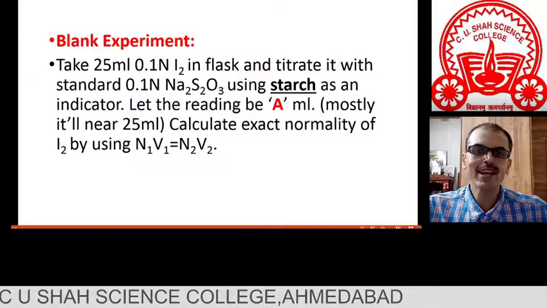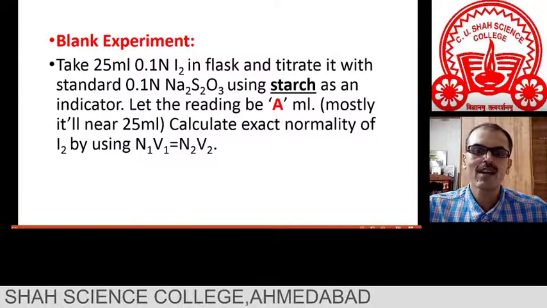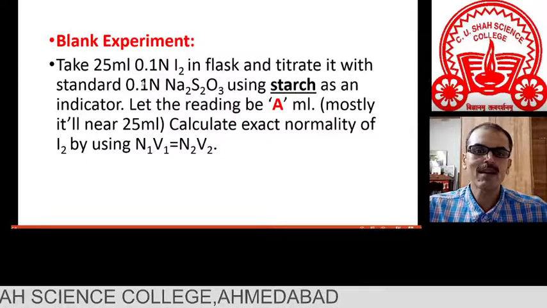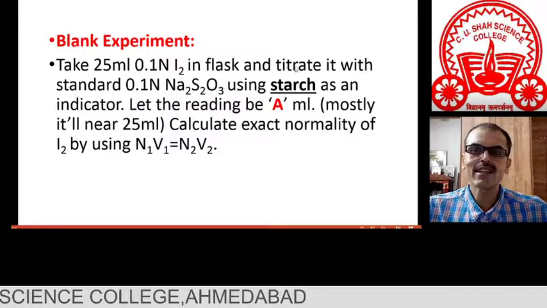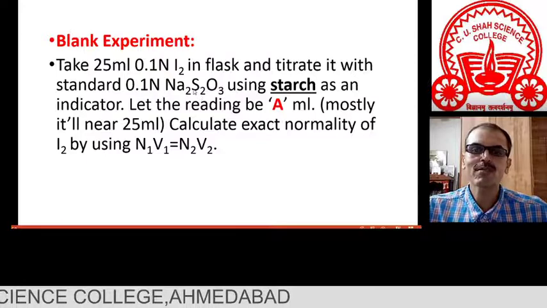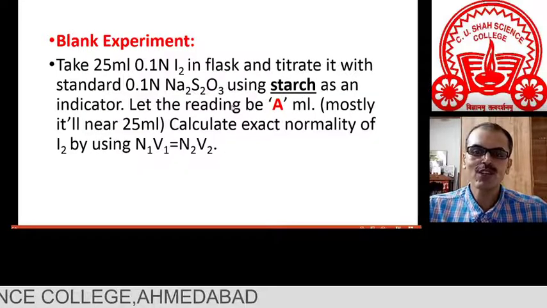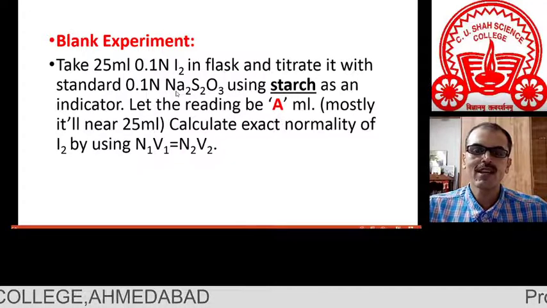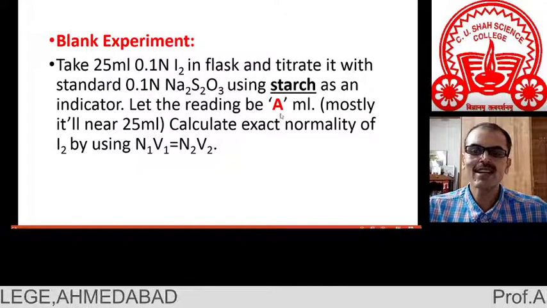perform this blank experiment in which we can calculate the exact normality of I2. So what we are doing is taking 25 ml of 0.1 normal I2 in a flask, and we titrate it with 0.1 normal sodium thiosulfate using starch as an indicator. If both solutions have approximately 0.1 normality, then the reading would be around 25 ml. Let us say that reading is A ml.